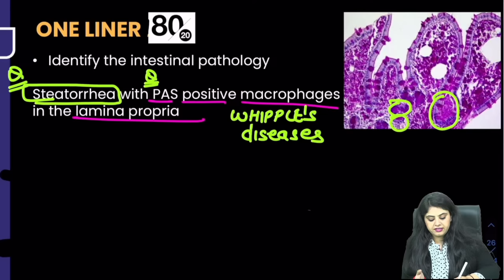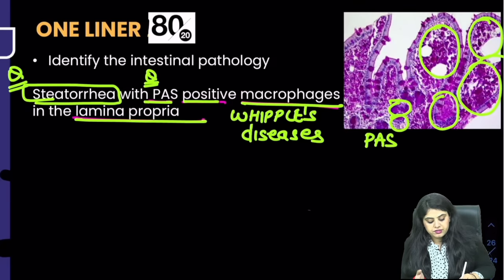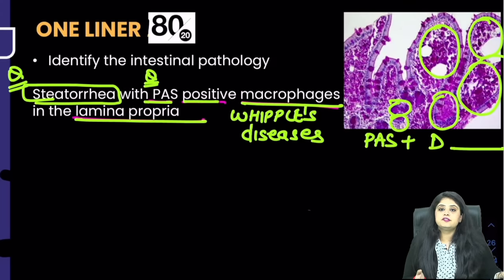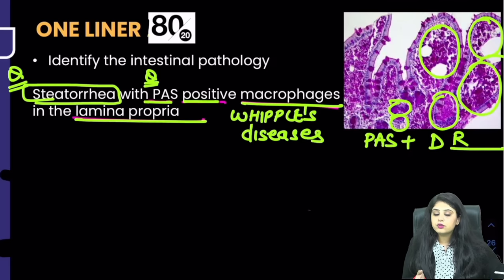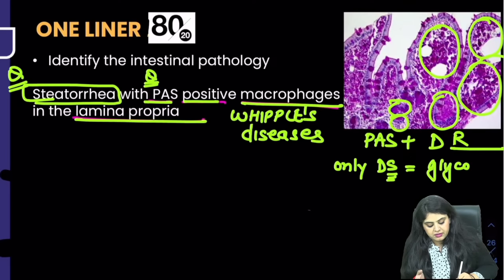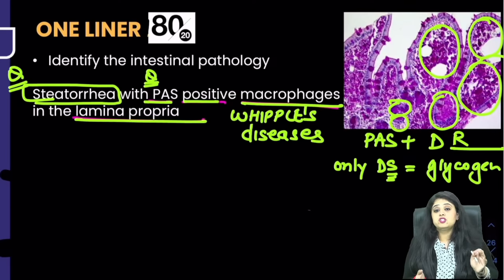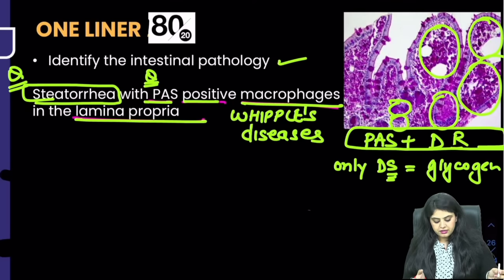Can you see these pink cells in the lamina propria? They are PAS positive macrophages in the lamina propria. But PAS what? Are they PAS positive diastase sensitive or resistant? What will you make it? Everything on this planet is diastase resistant. That is your rule. Everything is DR. The only thing which is diastase sensitive is going to be glycogen. Ma'am, till the time the examiner doesn't mention glycogen, everything for me is going to be diastase resistant. So this Whipple's is also going to be diastase resistant.